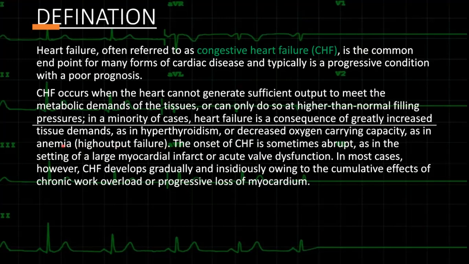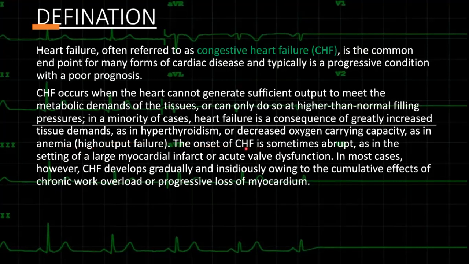In anemia, the heart is normal, so the cardiac output is normal, but the metabolic demands of the tissue aren't being met. So there is a failure. So this is known as a high output failure.